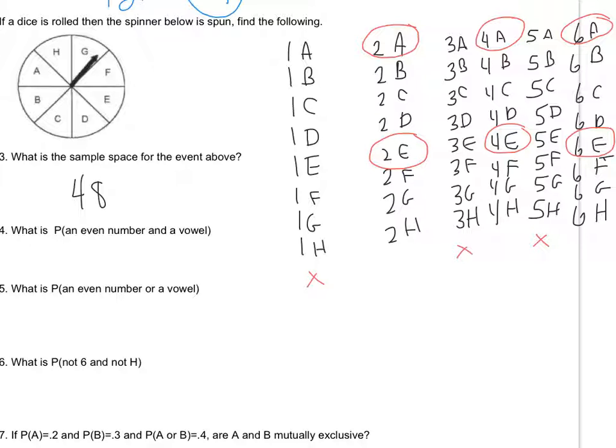So our probability would of course be 6 out of 48, which both divide by 6, so we can reduce that to 1/8.